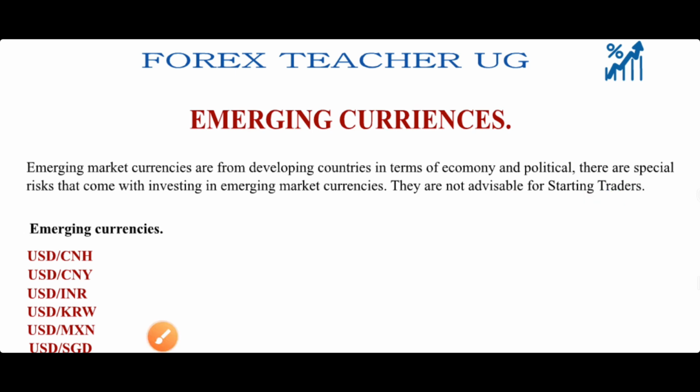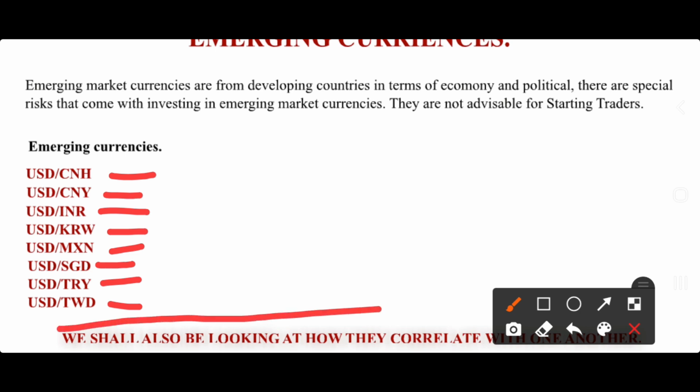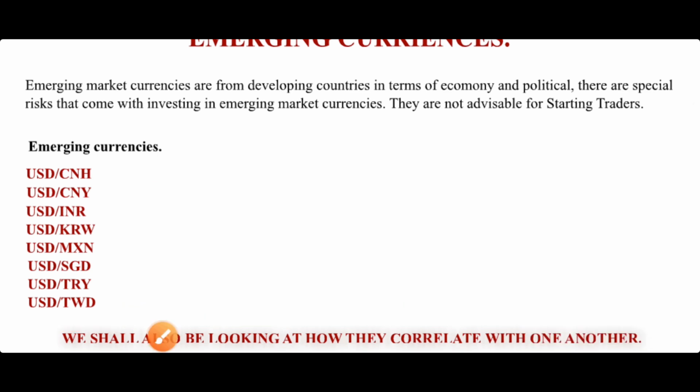So we shall look at these currency pairs here. The USD and Chinese offshore yuan, Indian rupee, Korean won, Mexican peso, Singapore dollar, the Turkish lira. In fact, in mine I had put it in the recap, but it is meant to be in emerging currency pairs because of the high spread it carries, and also Turkey is a developing country. So we have the Taiwan dollar. We shall also be looking at how they correlate with one another.